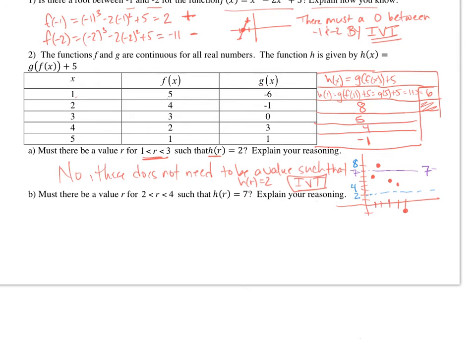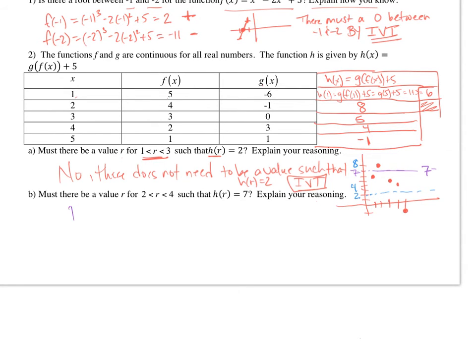So now for me to get from here to the next point here, so for me to get into this interval from 2 to 4, here's 2, there's 4. If I'm going from here to here, will I have to cross that 7? Is there any way to get from here down to there without crossing the 7? No, there isn't. So yes, there must be a value such that h of r equals 7.